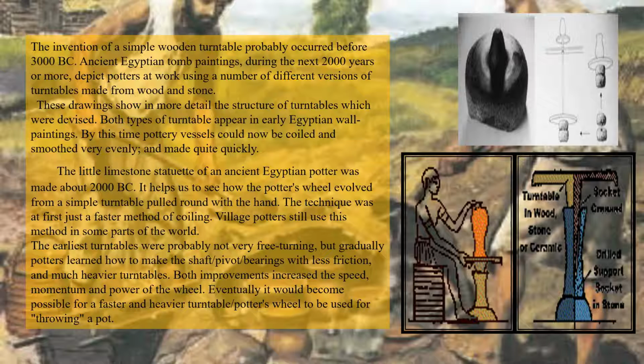The earliest turntables were probably not very free turning, but gradually potters learned how to make the shaft pivot bearing with less friction. You can see in the above picture. Both improvements increased the speed, momentum and power of the wheel. Eventually, it would become possible for a faster and heavier turntable, the potter's wheel, to be used for throwing a pot.